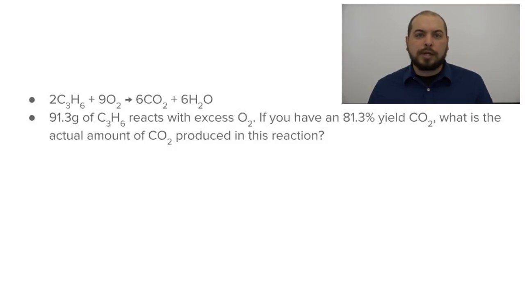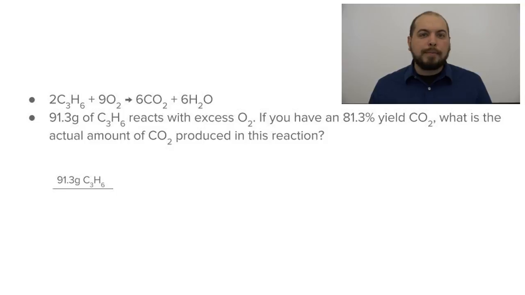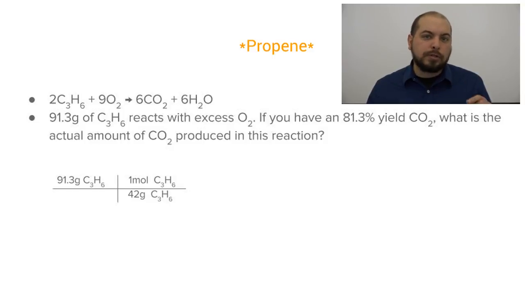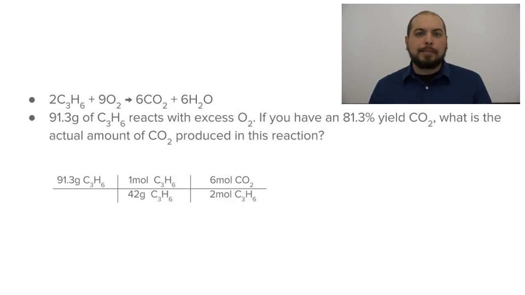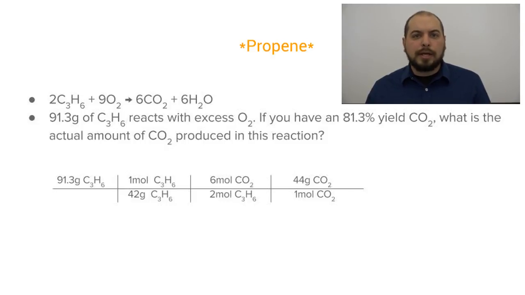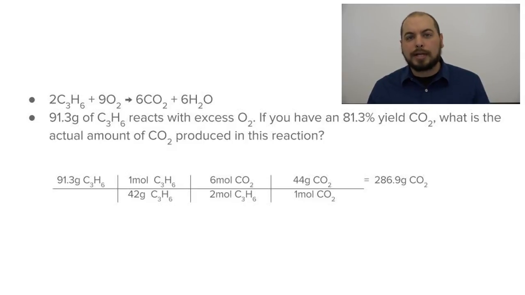So we need to start with stoichiometry. Given the fact that we have 91.3 grams of our propane initially, we're going to divide by our molar mass of propane, which is 42 grams per mole, multiply by our mole ratio of carbon dioxide to propane, 6 to 2, and then multiply by the molar mass of carbon dioxide, which is 44 grams per mole. This gives us our theoretical yield from 91.3 grams of propane, and gives us the fact that we would theoretically produce out of this chemical reaction 286.9 grams of carbon dioxide.